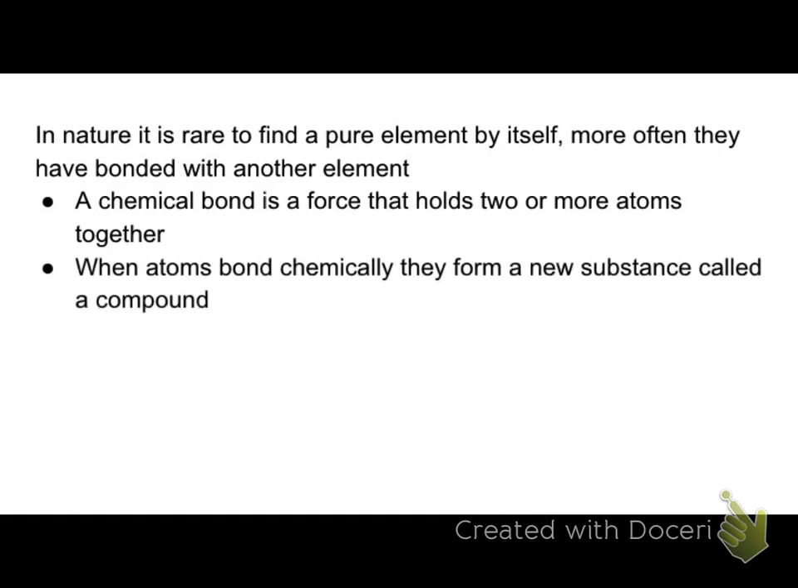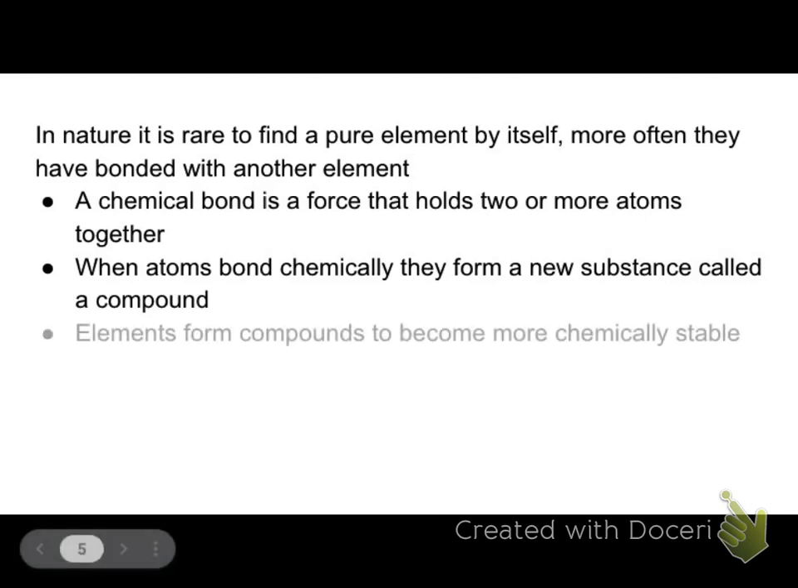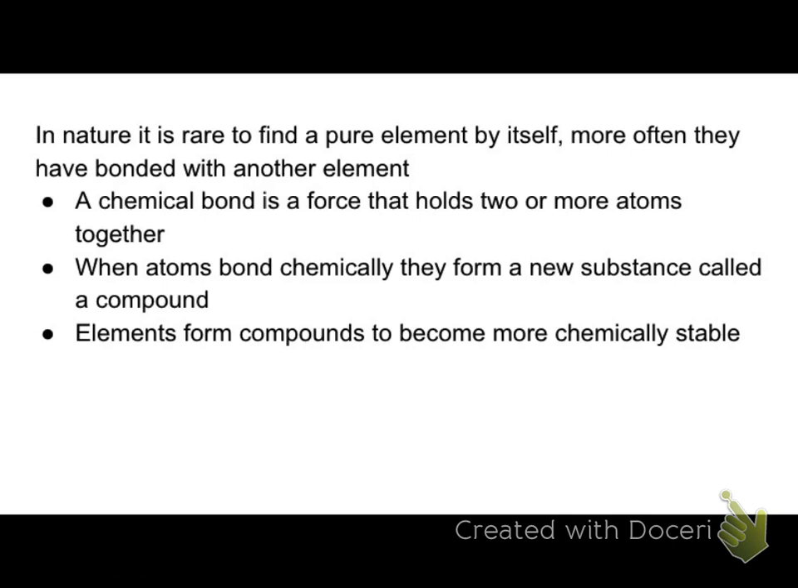When atoms bond chemically, they form a new substance, and when you have 2 or more atoms, we call that substance a compound. Elements form compounds because a compound allows them to be more chemically stable than they would be on their own. So if you find a pure element in nature, you're most likely finding a very stable element because it doesn't need to bond with much of anything in order to be stable.